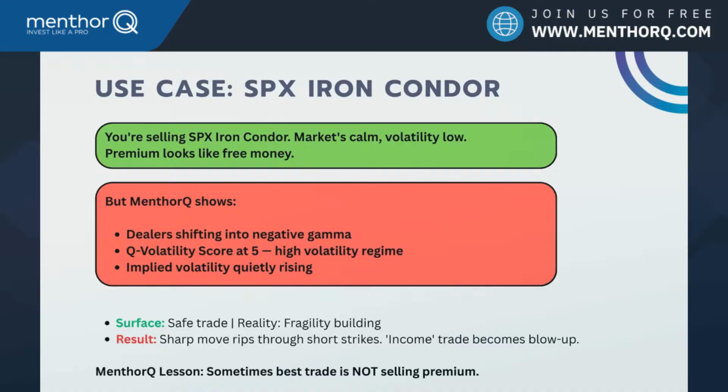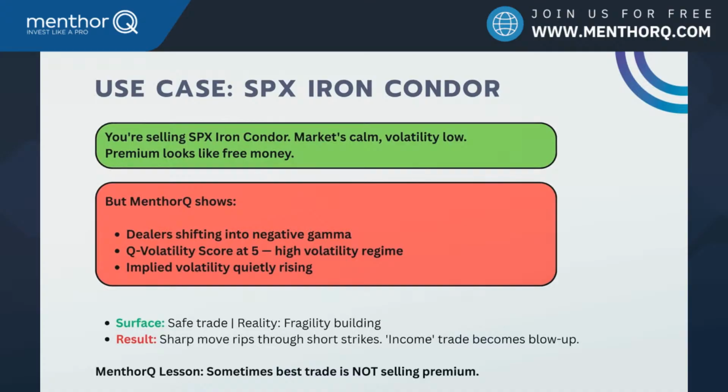The other example, and we're going to talk about SPX in more detail. Let's say that you are an SPX iron condor seller. The market has been calm, volatility is low, and premium looks great. It's like free money, right? But hey, what if you start seeing that dealers are shifting into negative gamma? The volatility score goes from 0 to 5, meaning that we are now in a highly volatile regime, and implied volatility of SPX is actually rising slightly as well.